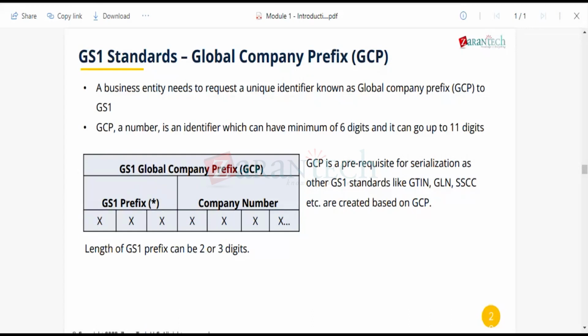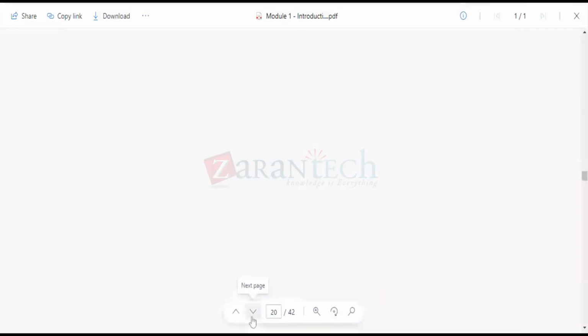Okay. So I was just explaining this company prefix. As I said, each pharma stakeholder is nothing but a company, like manufacturer, distributor, etc. And we have to identify each company uniquely. To do that, we have this particular thing called global company prefix. It is a minimum of 6 digits, and it can go up to 11 digits. Let's move to the next slide.